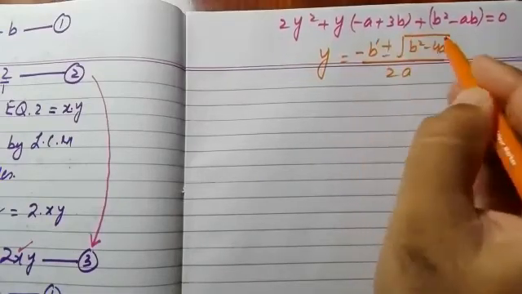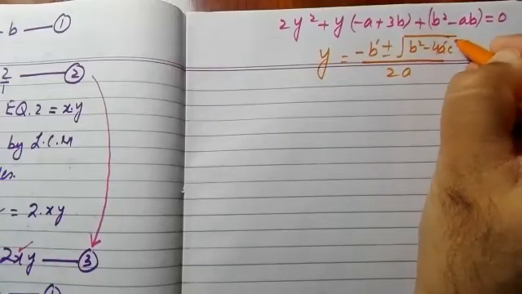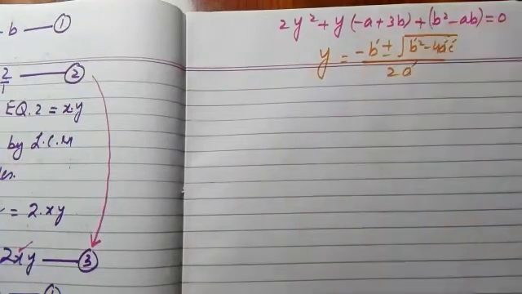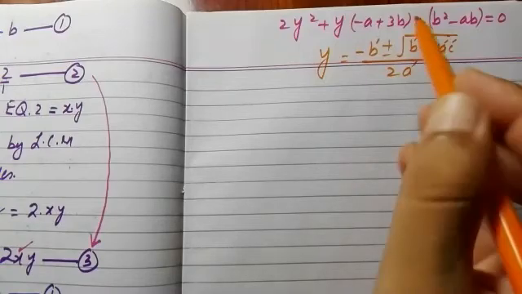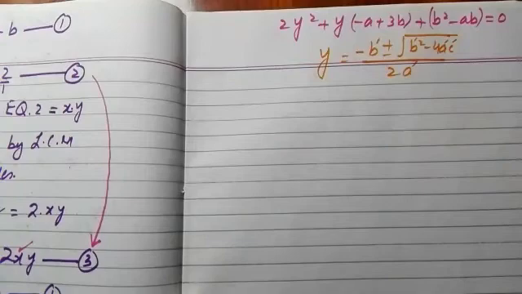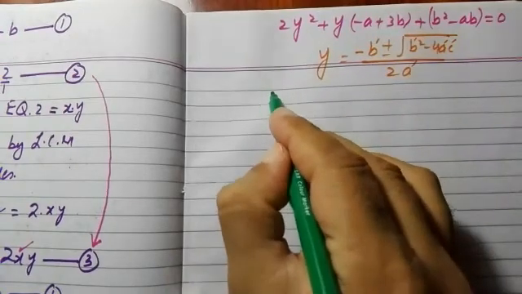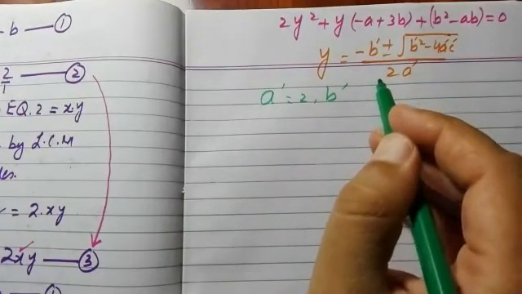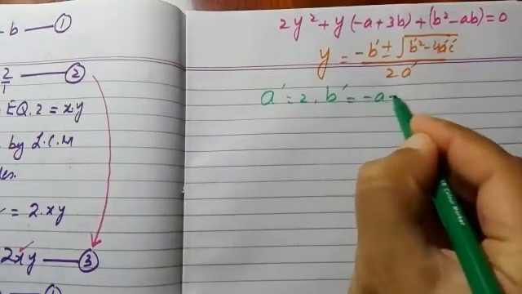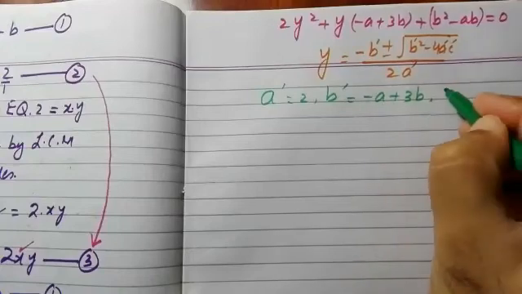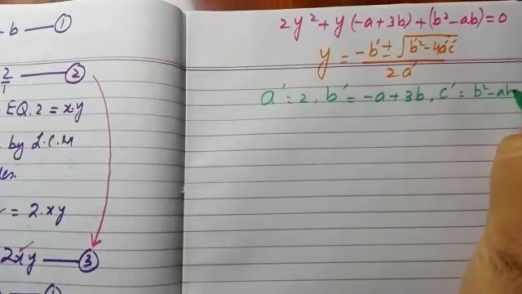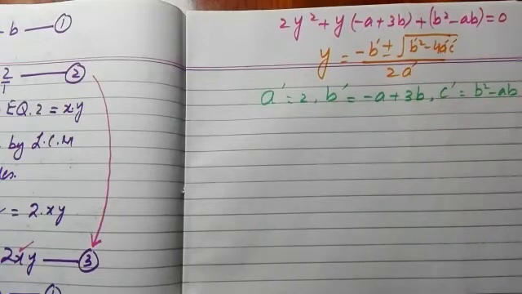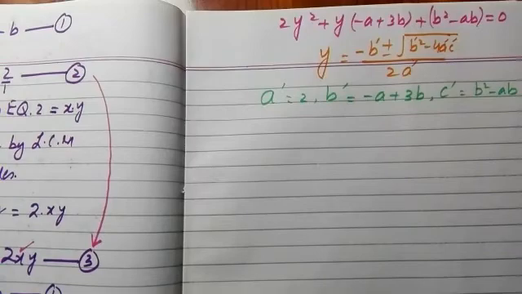And I normally told you that whenever the question itself contains the alphabets a, b, c, it is better to place dashes on the formula alphabets so that they can be different from the statement of the question. So obviously you can see that a dash will be 2 and b dash will be minus a plus 3b, and c dash will be b square minus ab, like this one. So we will substitute into the formula to find the values of y.